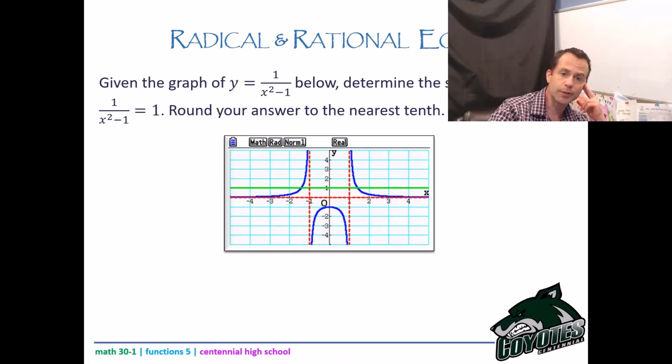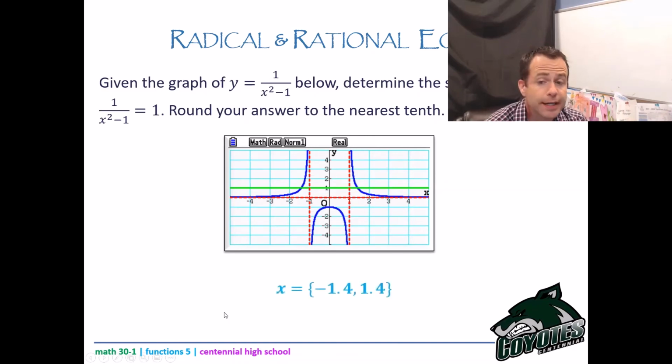On a Casio, you do that by pressing F5, F5, G-solve intersect. And on a TI, you would have to go second trace 5, enter, enter, enter. Okay. And you should get negative 1.4 and 1.4 when rounded to the nearest tenth, like the question asked us to. Okay.